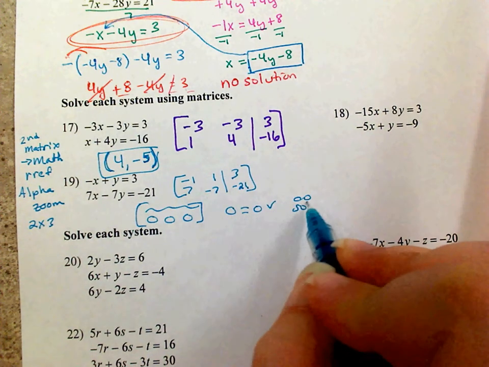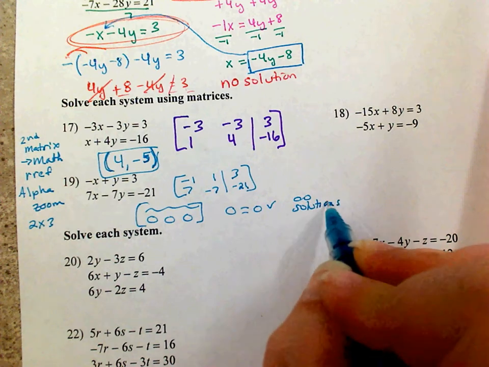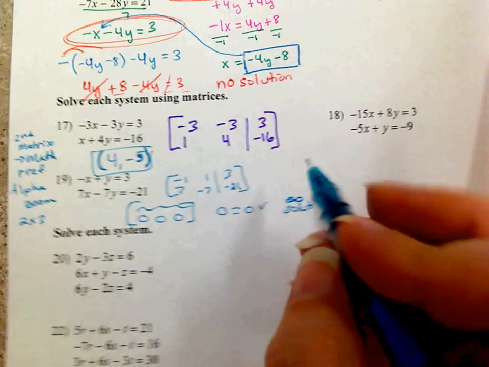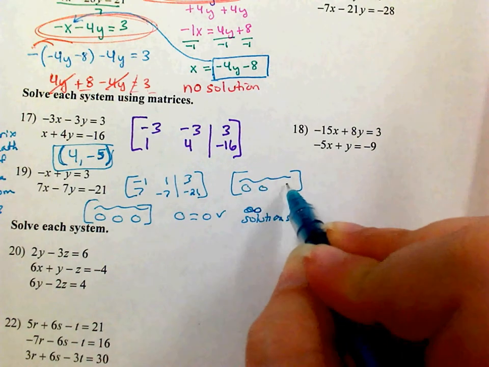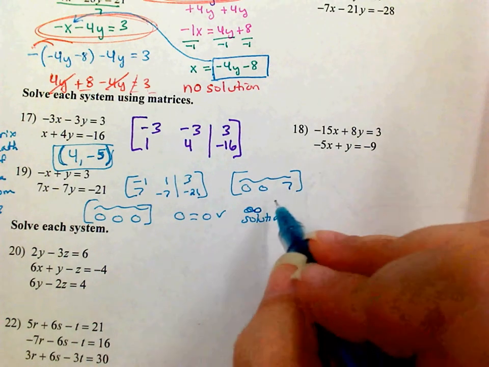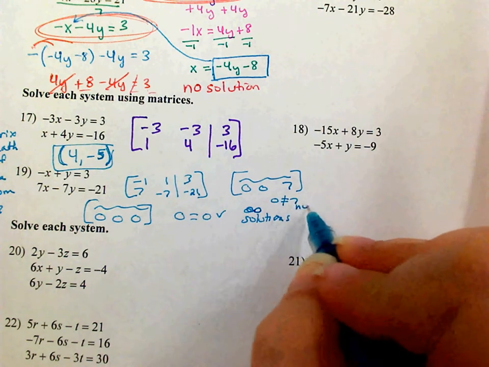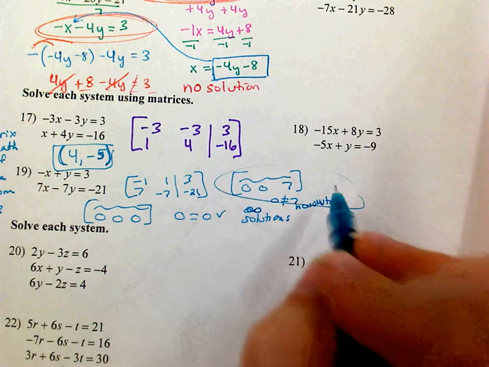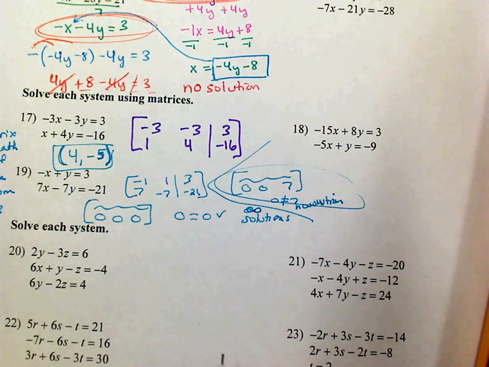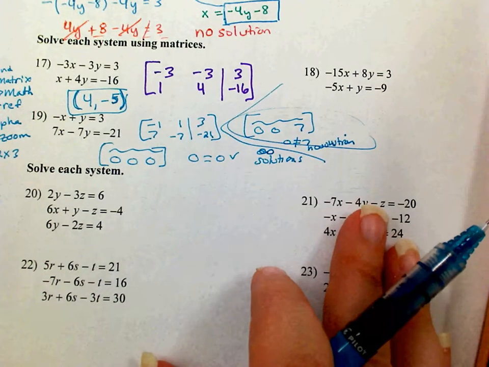Right, so if you get something in the first row and then 0, 0, some number like say 7, then 0 does not equal 7. That would be no solution. Okay, so that's something different. No, it would be just 2 zeros. Okay?